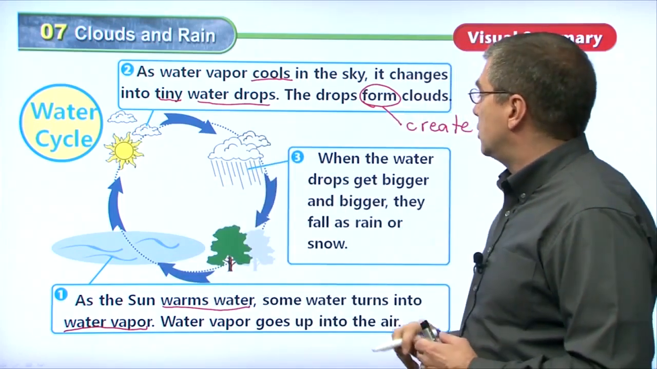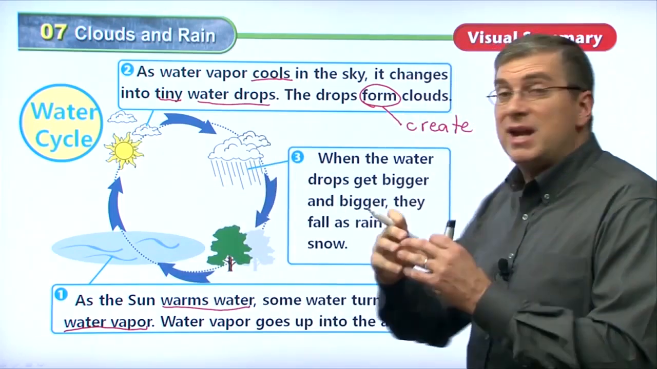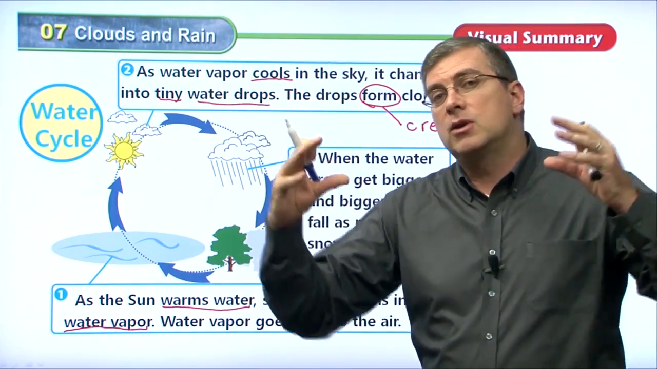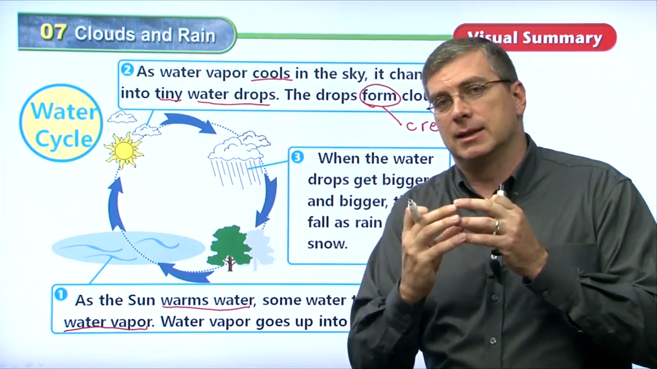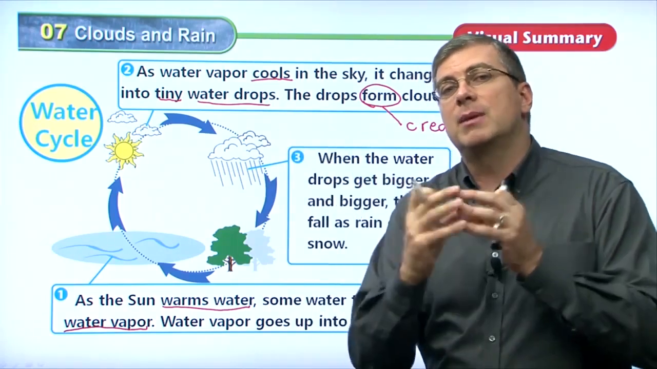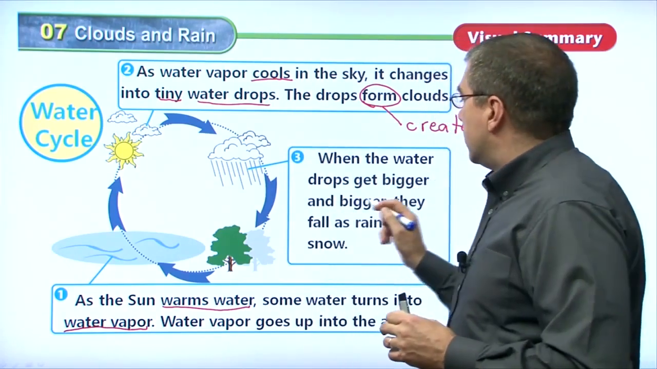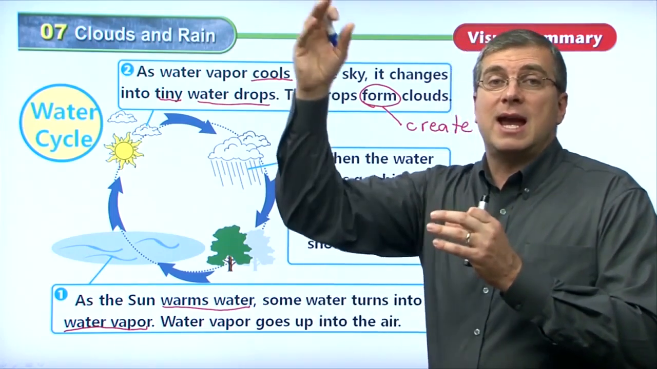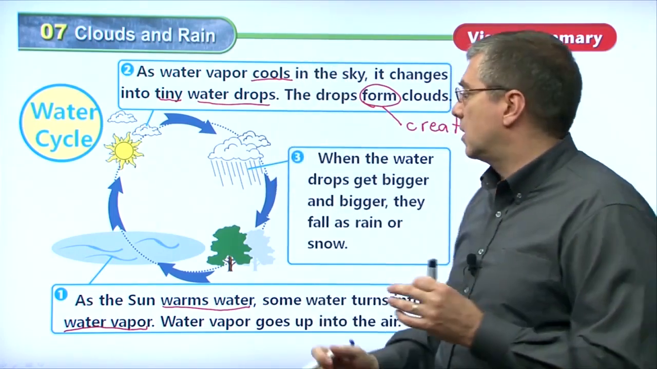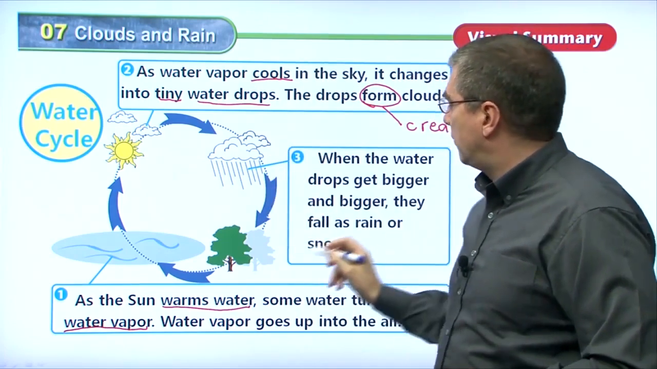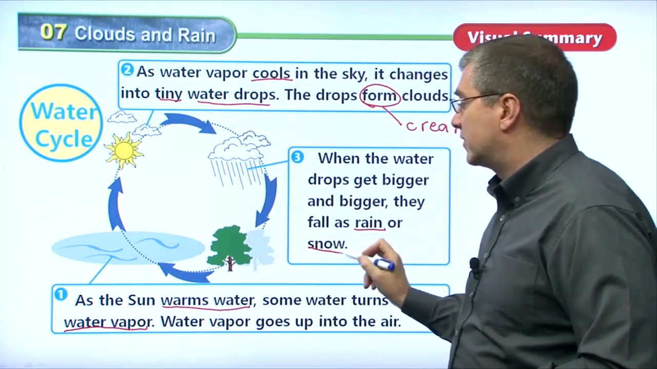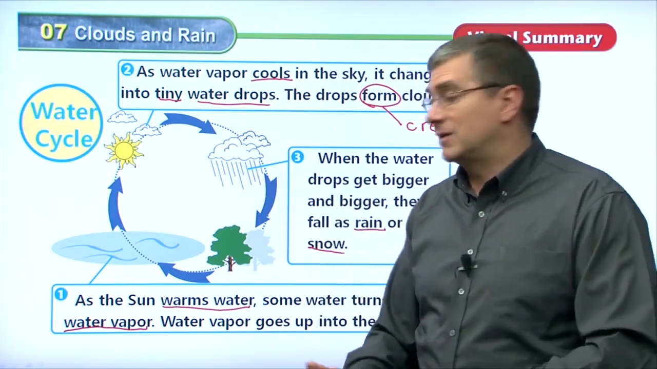The third stage, when the water drops get bigger and bigger because it's getting cooler and cooler. So what's happening? Those water drops are condensing. They're condensing together now. They're coming back together. They fall as rain or snow because they get heavy. They're too heavy to stay in the air, so they have to drop back down to earth. Now, if it's warm, it will fall down as rain. But if it's cold, it will fall down as snow.